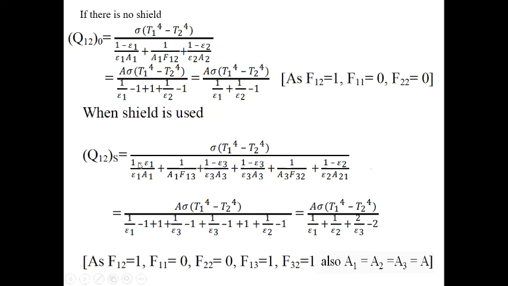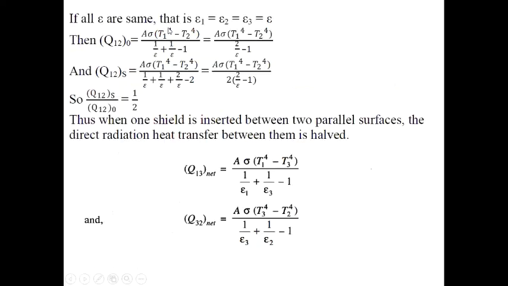Now we use the shield. We already know the total resistance, so it is sigma times (T1 to the 4 minus T2 to the 4) divided by the total resistance. If we consider A1 equals A2 equals A3 equals A, taking the common term we get 1/epsilon 1 plus 1/epsilon 2 plus 2/epsilon 3 minus 2. Now if the emissivities are the same, epsilon 1 equals epsilon 2 equals epsilon 3 equals epsilon, then with no shield Q12 equals A sigma (T1 to the 4 minus T2 to the 4) divided by (2/epsilon minus 1), and with the shield the denominator becomes 4/epsilon minus 2.